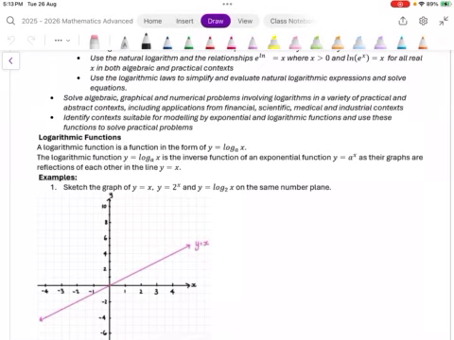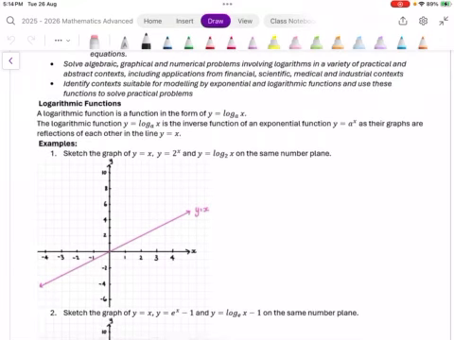And the logarithmic function y equals log base a of x is the inverse function of an exponential function y equals a to the x. This is because their graphs are reflections of each other in the line y equals x. What we're going to do for our first example is sketch the graph of y equals x, y equals 2 to the x, and y equals log base 2 of x. So you're going to want two different color pens. I've already sketched y equals x for you in pink, so try and pick two different colors for me.